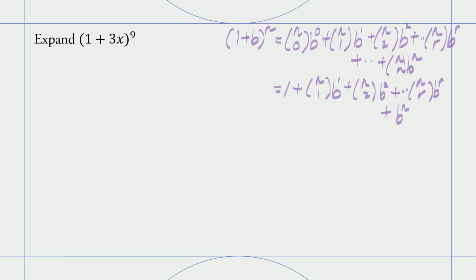Alright, so if you're going to compare this with the theorem, of course 1 is comparable with the 1, so the letter b, you can substitute it with 3x, then you can substitute your n with the number 9. Alright, so if n is 9, then you're going to expect to have 10 terms. Okay, we're not going to expand all the 10 terms. Okay, we're just going to expand up to the first 5 terms.